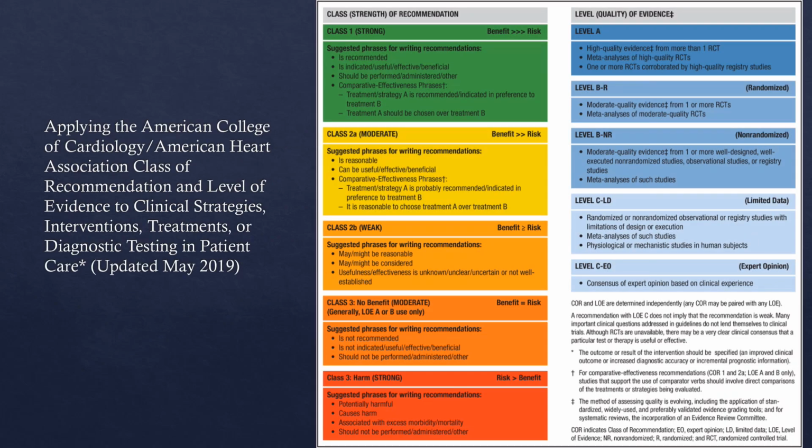The ACC and AHA framework guides clinical decisions by categorizing interventions based on their risk and benefit ratio, and they call it a class of recommendation. Class 1 is the strongest class, Class 2A is the moderate class, Class 2B is the weakest class. Coming to Class 3, these are the interventions which have either no benefit or they have harm when intervened in a patient. They also provide the quality of support of research, and they call it a level of evidence.